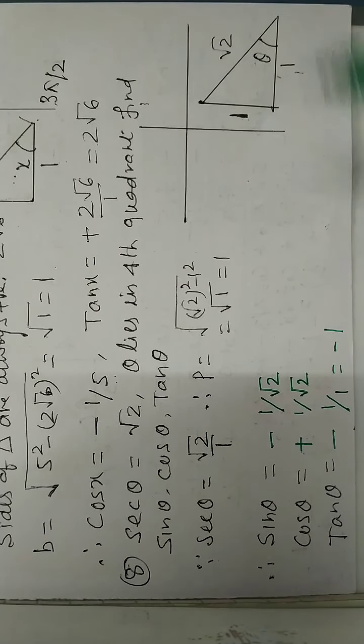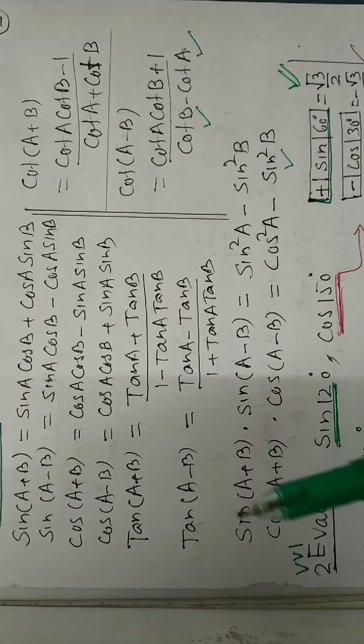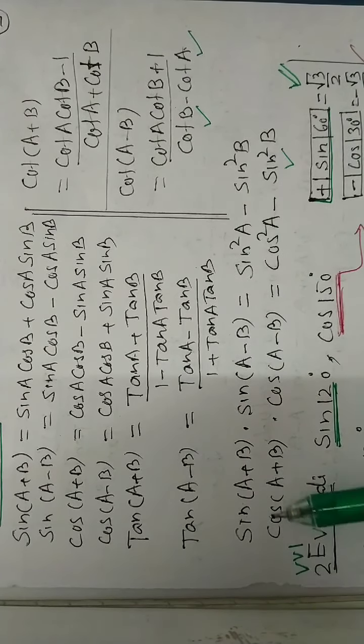So this formula was already discussed among you earlier. Now the new formulas are these two: sin(A+B) into sin(A-B) equals sin²A minus sin²B, and cos(A+B) into cos(A-B) equals cos²A minus sin²B. In the case of sin, both are sin, but in the case of cos, the first one is cos and the last one is sin. Remember this. This is correct, not an error.